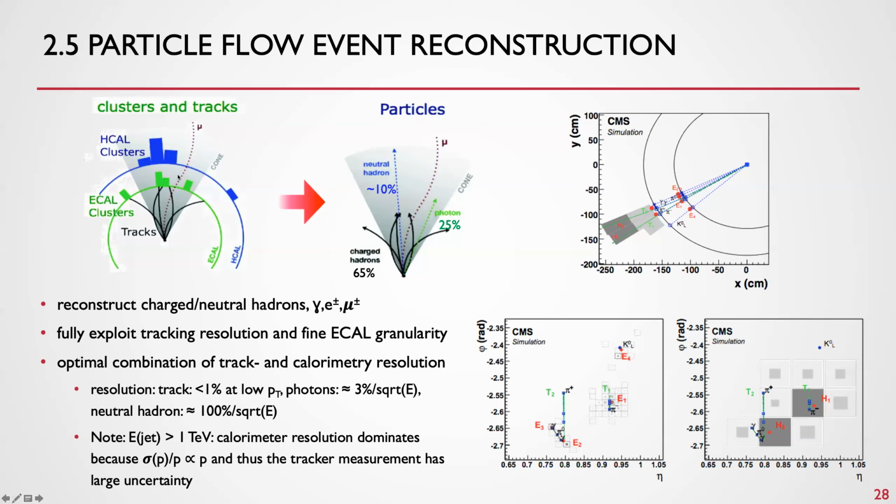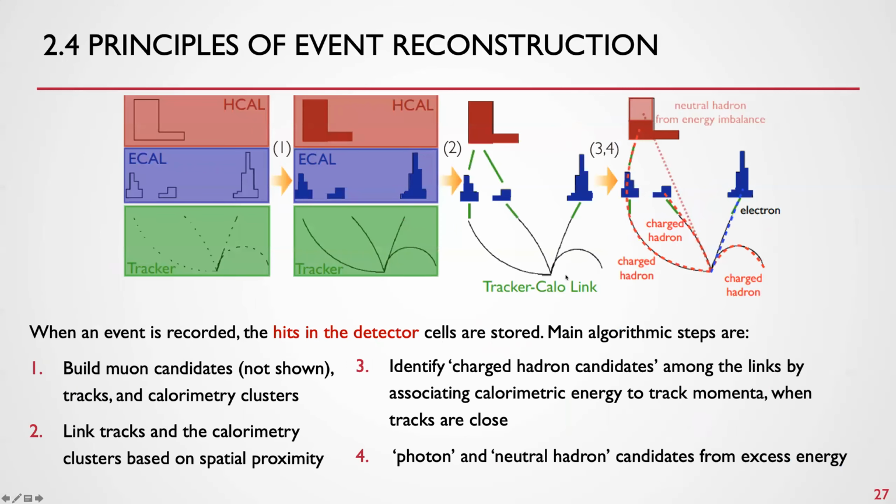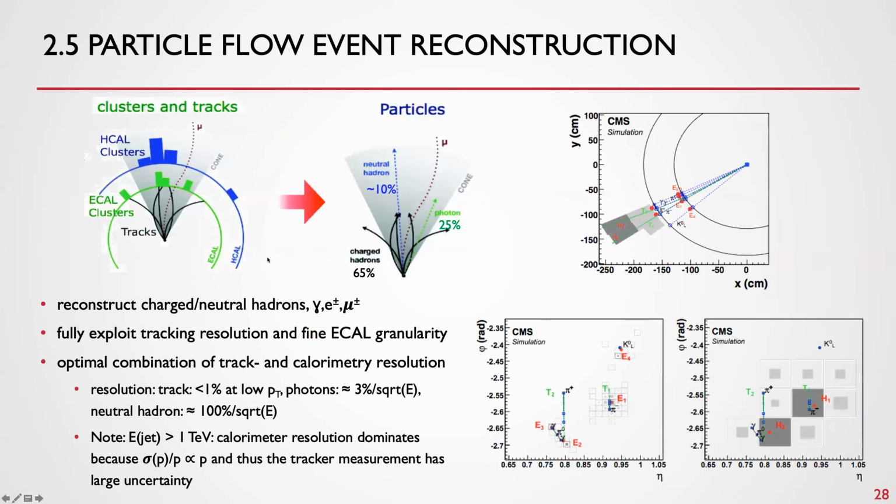Now, the algorithm fully exploits the excellent tracking resolution and the granularity of the electromagnetic calorimetry. Typically, we assign the direction of flight in the angle. So the angular direction of flight is given by the track measurement, because that has the best resolution.